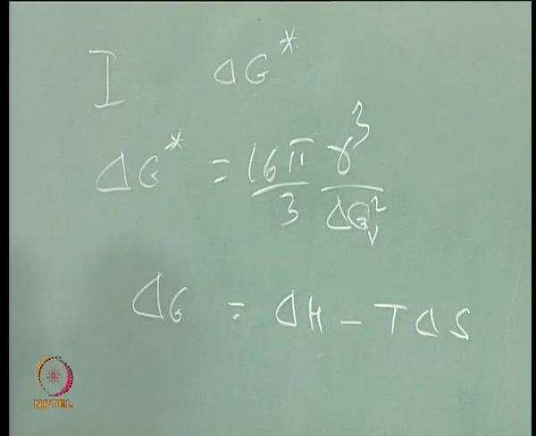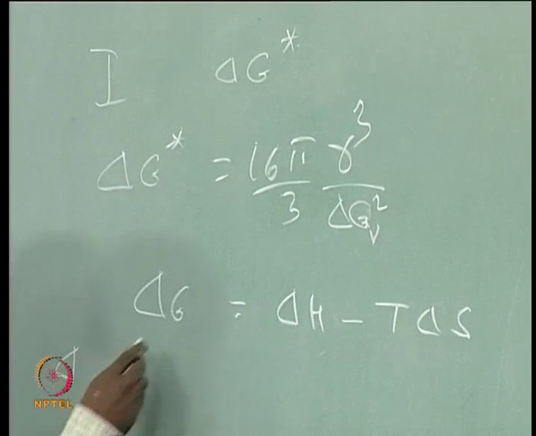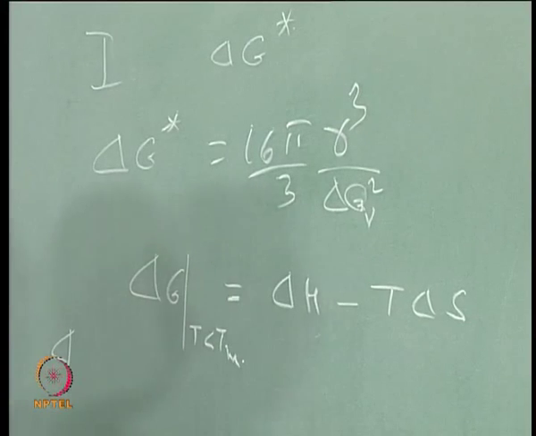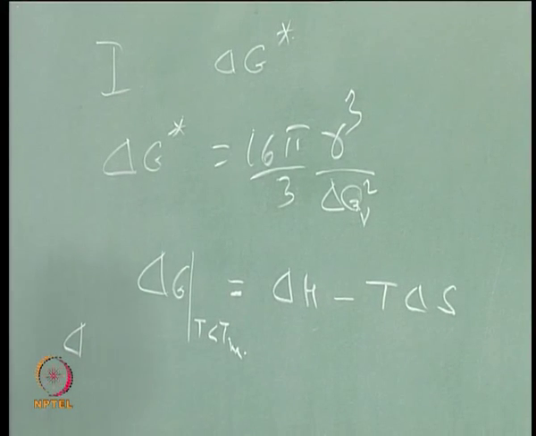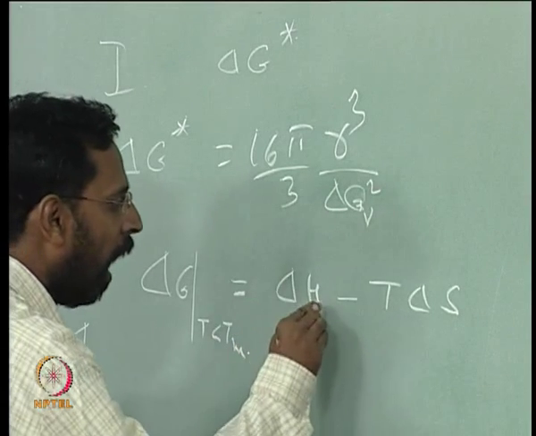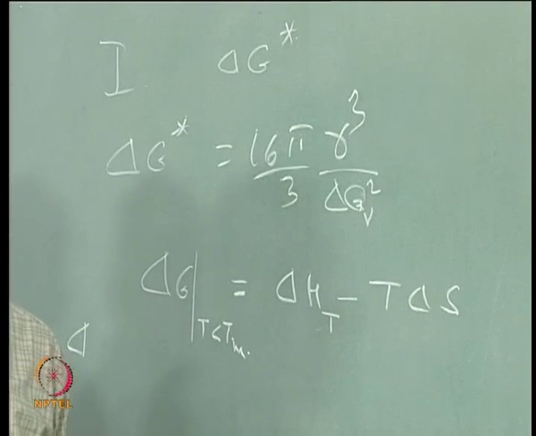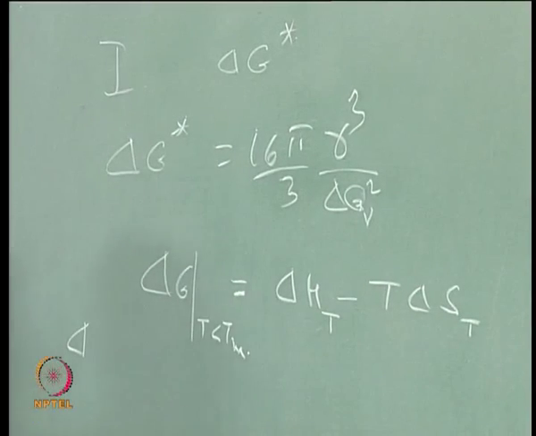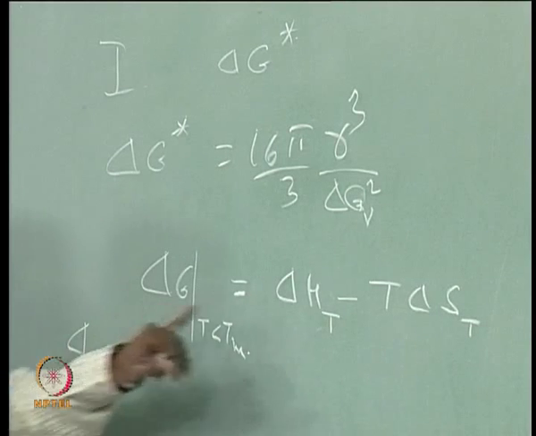Okay. So, I want to know delta G at a temperature T less than the melting point. And if I want to know that, what do I need to know? I need to know what is delta H at temperature T, and what is delta S at temperature T less than the melting point. If I know these two, I can calculate this. How do I know these two?